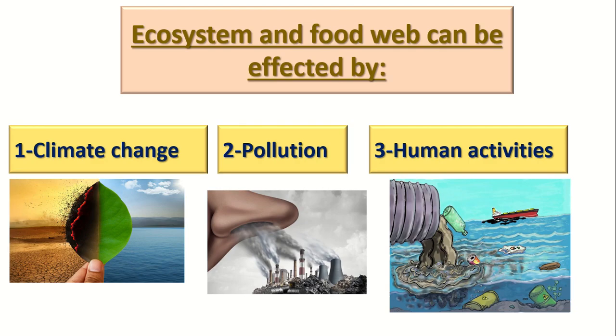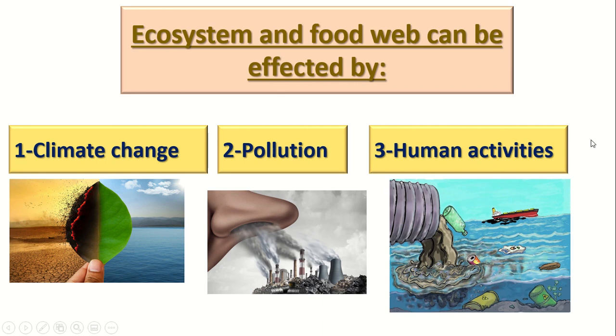Okay, today we are going to talk about what is affecting the ecosystem and the food web inside the ecosystem. Number 1, climate change. Climate change means weather change. When the climate changes, this affects the ecosystem and the food web inside the ecosystem. Number 2, pollution. The pollution of air, water, and soil, all sources of pollution, cause a really bad effect on the ecosystem.